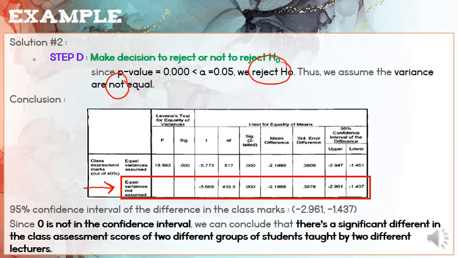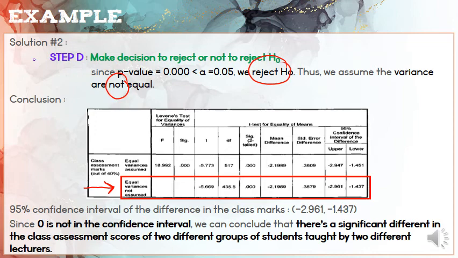Okay, so tadi dia tanya pasal 95% CI, kita ambil 95% CI, negative 2.961, negative 1.437. Okay, so apa yang you boleh conclude? Is there a difference between class taught by lecturer A and lecturer B? So, since 0 is not in the confidence interval, we can conclude that there is a significant difference in the class assessment score of the two different groups of students taught by two different lecturers.